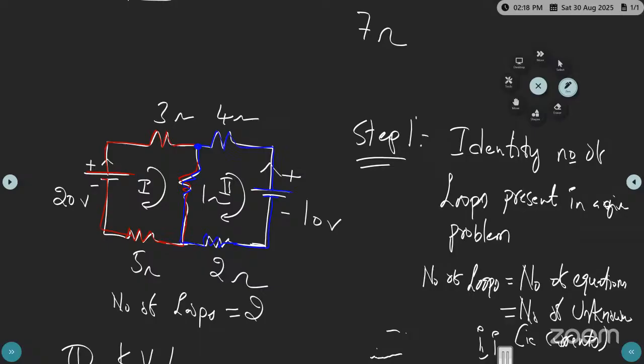For the problem, you write down that the number of loops is equal to 2. So you will get 2 equations. How can we get the 2 equations? I will explain that in the next step, but here we get a brief idea of how many equations we have to get and how many unknowns we have to find out. After completion of the first step, the above problem consists of two loops, so I will get 2 equations, and I have to find I1 and I2. Next one, step 2.